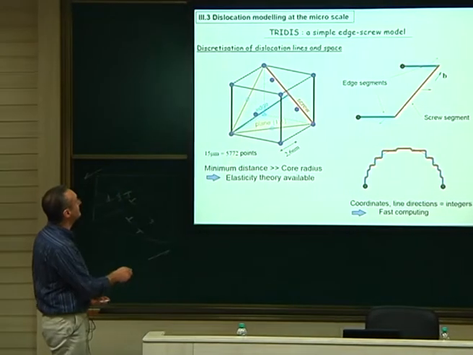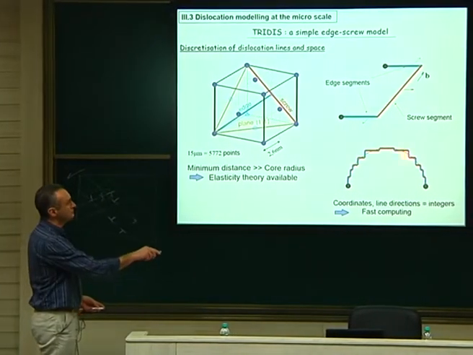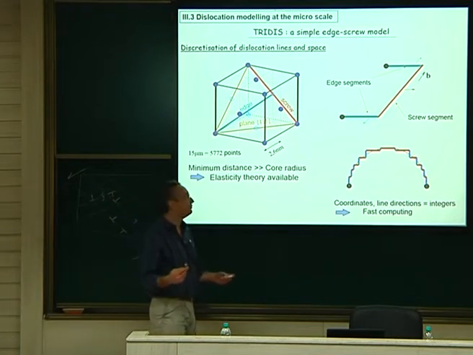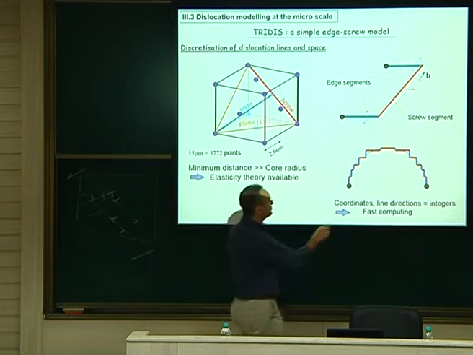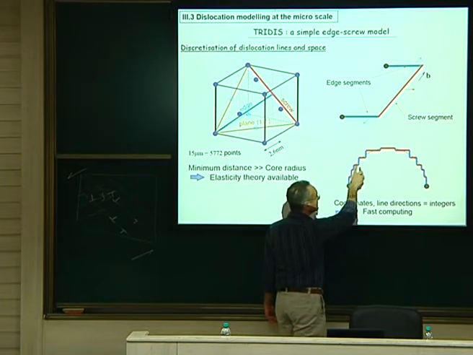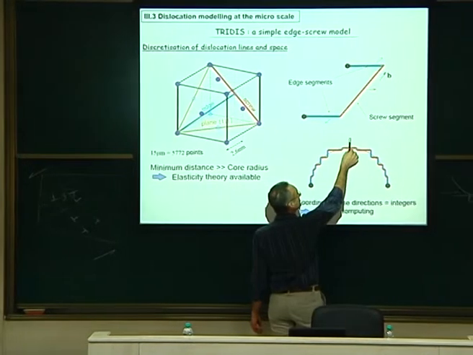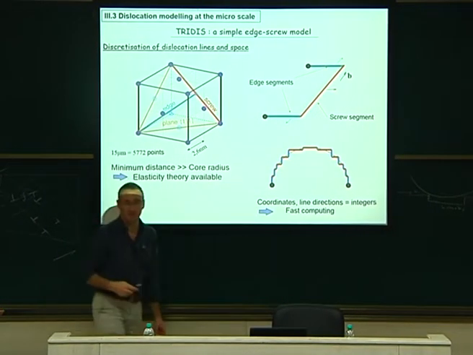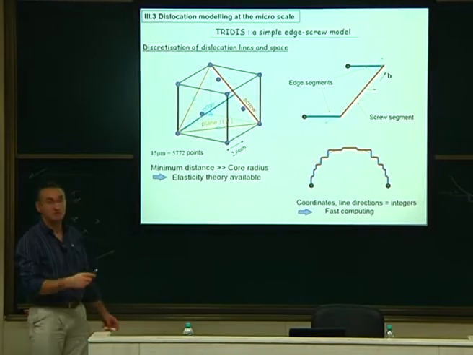So we say, in reality, a dislocation is a loop like that. And Gilles Canova thought about that: I will replace this loop by a succession of edge and screw, edge and screw, edge and screw segments. So if this is my Burgers vector, this is edge, this is screw, this is edge, this is screw. The screws are blue, the edges are red. So it's very easy.